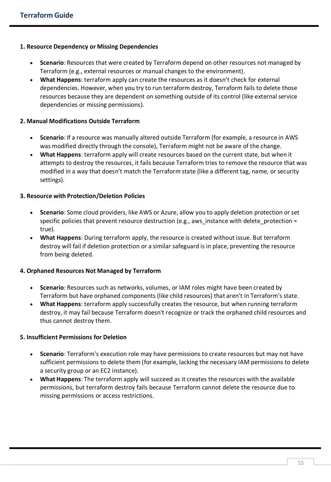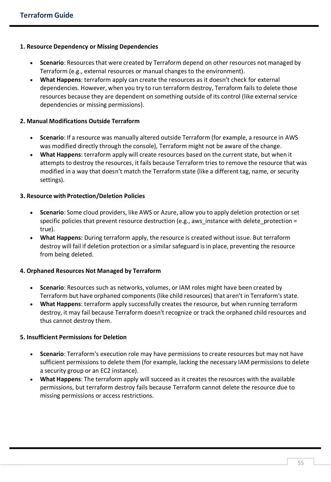4. Orphaned resources not managed by Terraform. Scenario: resources such as networks, volumes, or IAM roles might have been created by Terraform but have orphaned components, like child resources, that aren't in Terraform state. What happens? Terraform apply successfully creates the resource, but when running Terraform destroy, it may fail because Terraform doesn't recognize or track the orphaned child resources, and thus cannot destroy them.